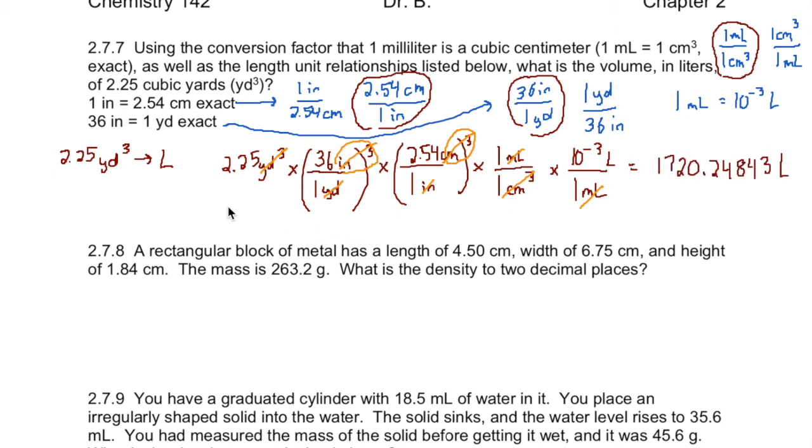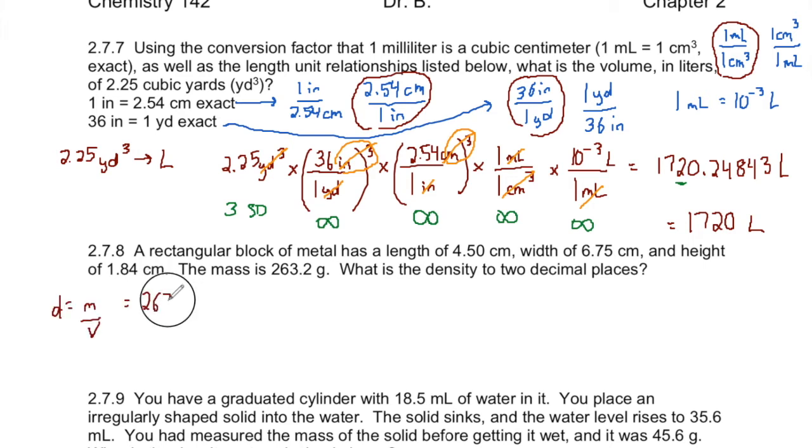So that gives me 1,720.24843 liters. We started with 3 significant digits in our measurement. This is exact, and this is exact, and this is also exact, and this is also exact. So we need 3 significant digits here, so we can just put 1,720 liters.